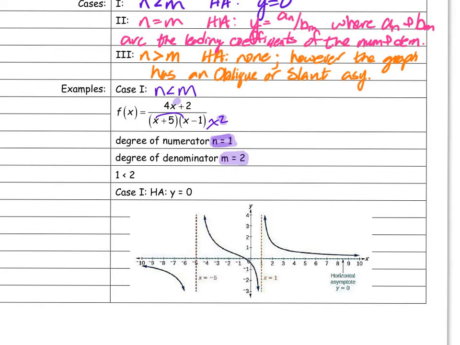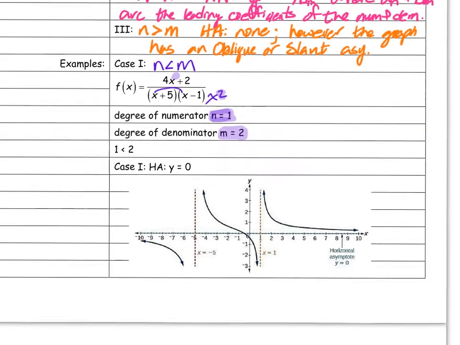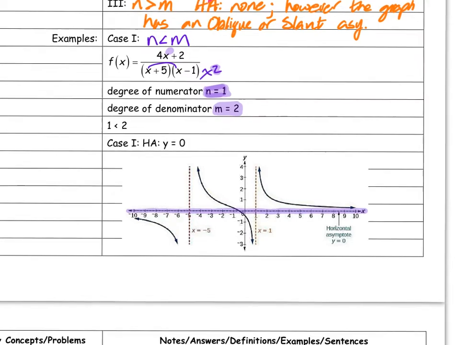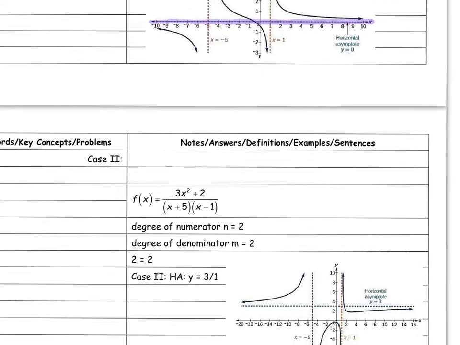In case 1, if n is less than m, it tells me my horizontal asymptote is y equals 0. So on my graph, I would draw a dotted line at y equals 0, which is right here. Notice my graph here doesn't go below or above. It's not touching the line, it's approaching it, which is okay. That's acceptable. So the next one we're going to look at is case 2.